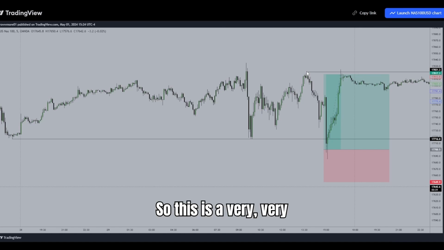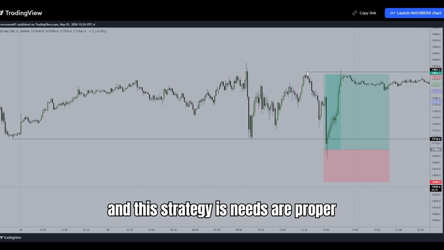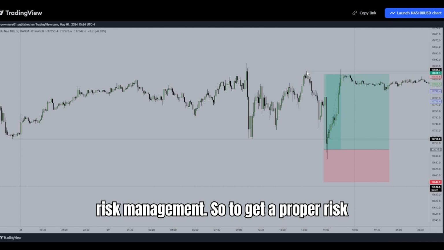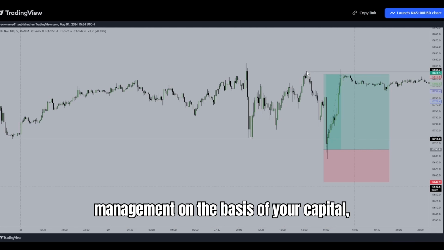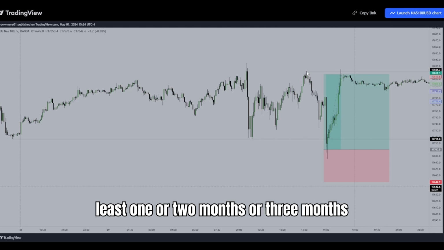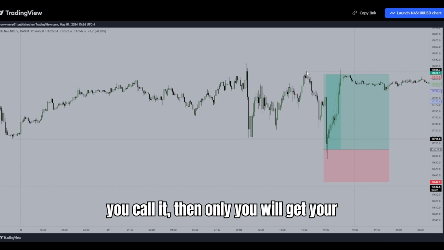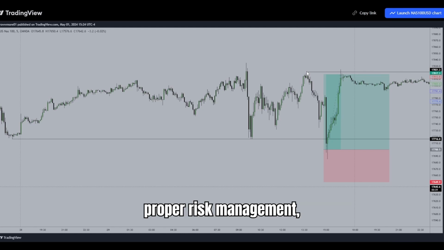So this is a very, very simple strategy which you guys can use, and this strategy needs proper risk management. To get proper risk management on the basis of your capital, you have to practice this strategy for at least 1, 2 or 3 months. Then only will you get your proper risk management.